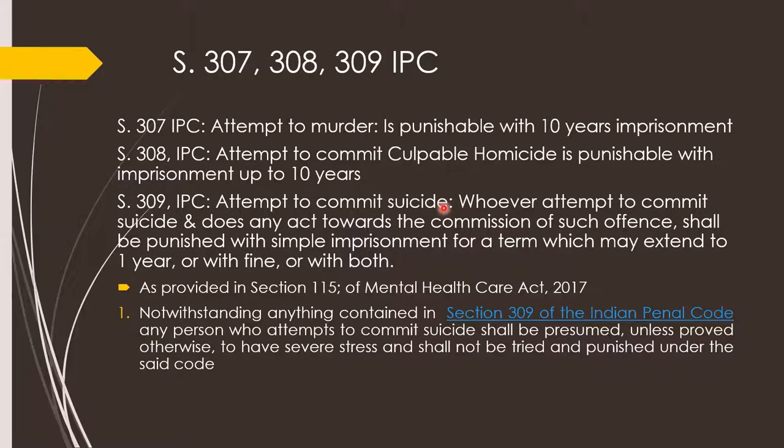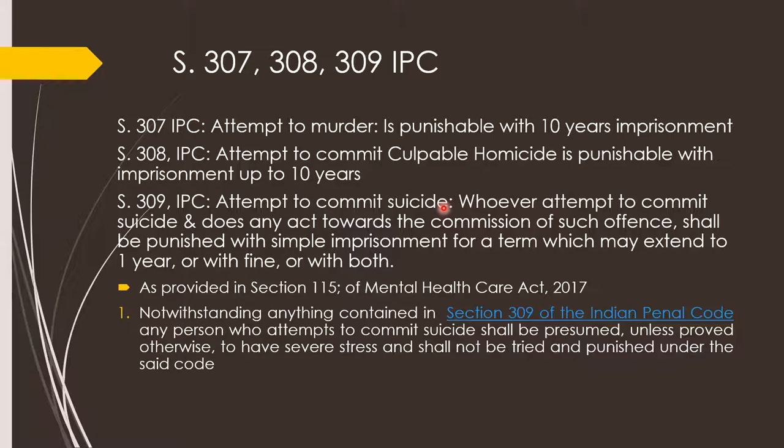So in Mental Health Care Act 2017, section 115, notwithstanding anything contained in section 309 IPC, any person who attempts to commit suicide shall be presumed, unless proved otherwise, to have severe mental stress and shall not be tried and punished under the above said code. So till 2017, a case may be taken for attempt to commit suicide, and this can be punishable with simple imprisonment for a term which may extend to 1 year or with fine or with both.